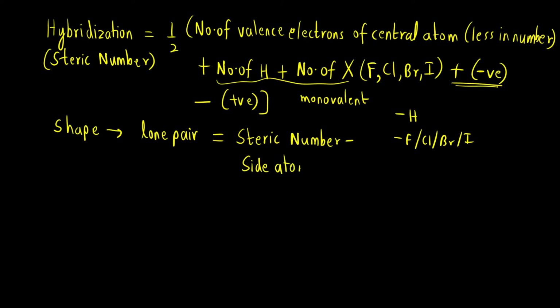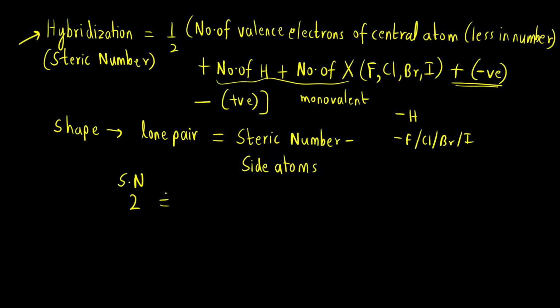Now what is a side atom? The atoms apart from the central atom. There will be one central atom, and whatever remaining atoms are present are called side atoms. So we have to find out the lone pair, and we can use this formula. Now from the steric number, we can predict the hybridization. Here I'll write down the steric number.